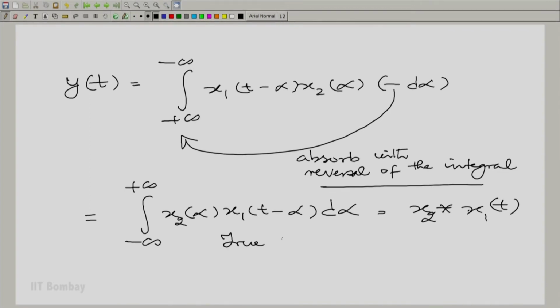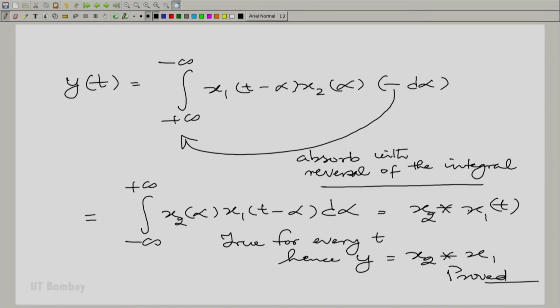This is true for every t. Hence, we have proved that y is in general the same as x2 convolved with x1. So, we have proved what we wanted to. So, we proved the commutativity of convolution both in discrete independent variable and in continuous independent variable.